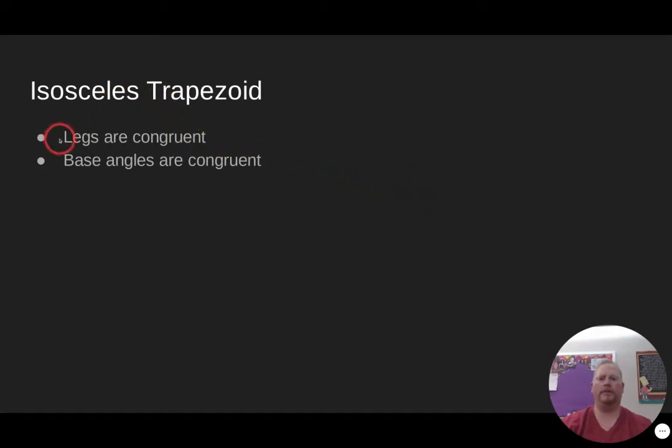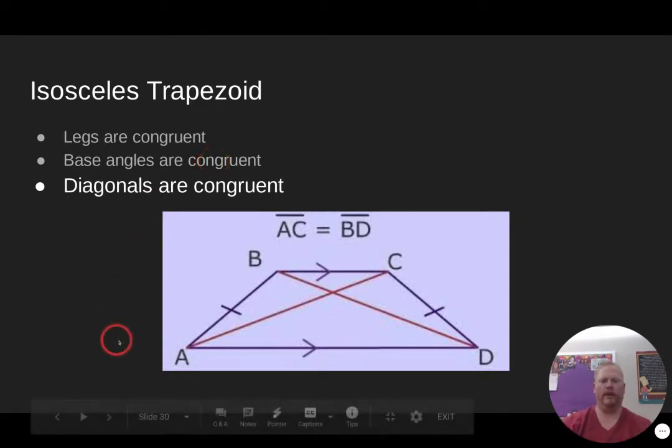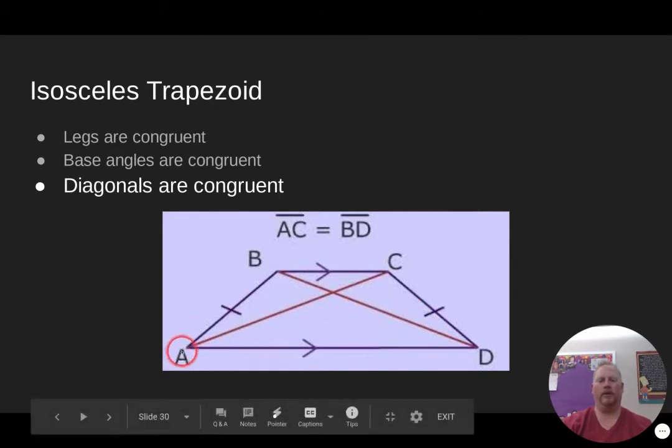So we know that in an isosceles trapezoid the legs are congruent. We know that the base angles are congruent. We also know that the diagonals are congruent, just as in a rectangle. So in this diagram, I can see that it's a trapezoid because I got the one set of parallel lines. I know it's isosceles because of the two dash marks. And I will now know that AC is congruent to BD.